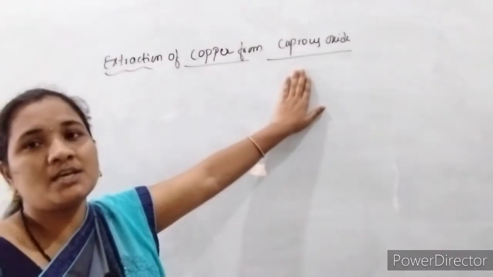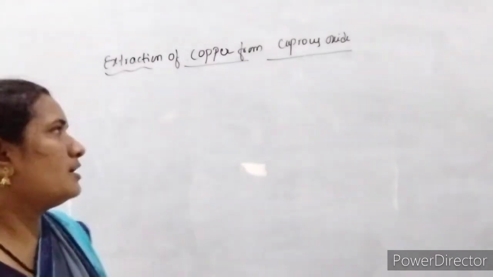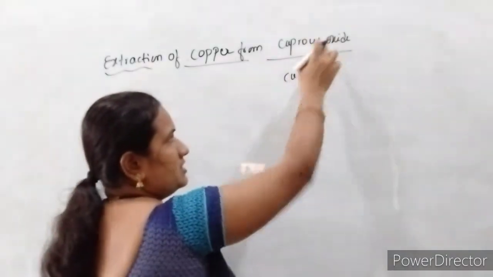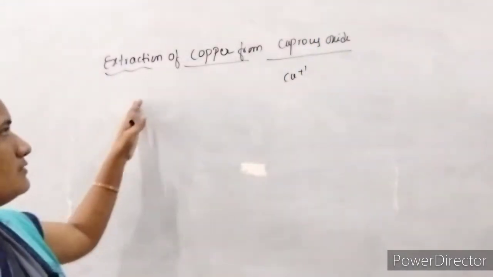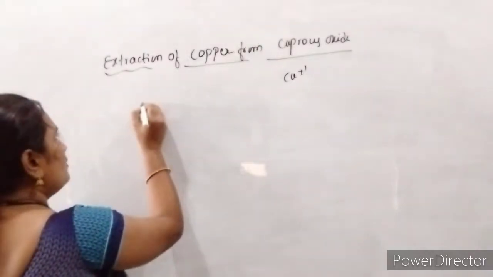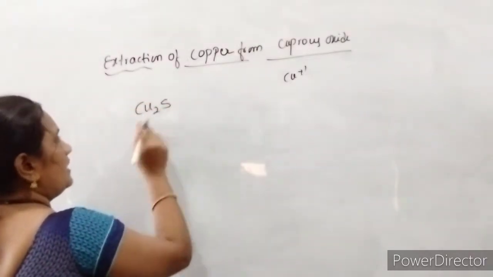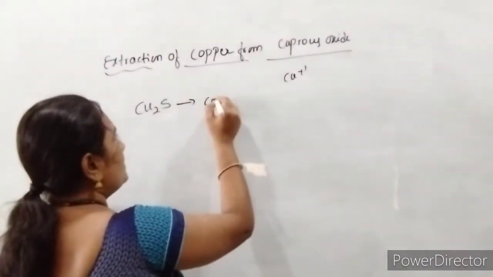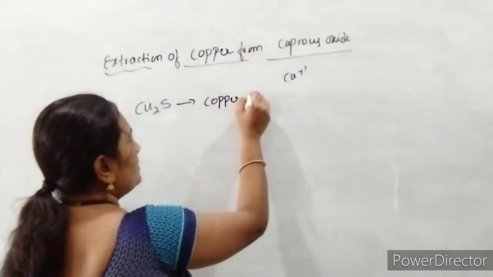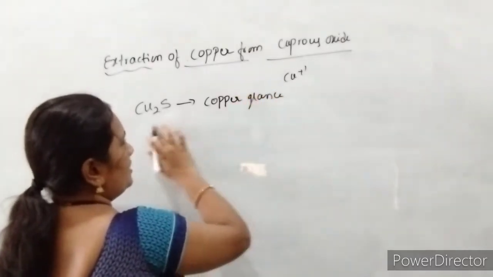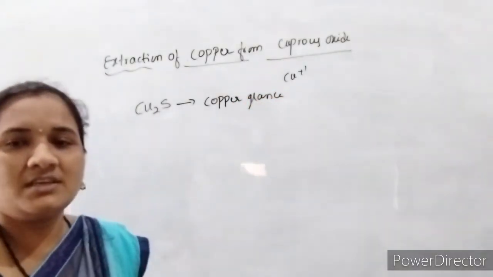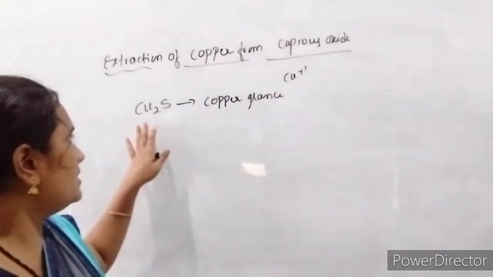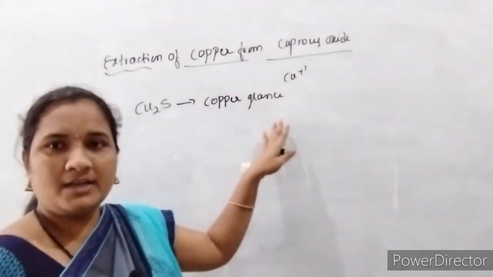In this cuprous oxide, the oxidation state of copper is +1. Copper is present in the +1 oxidation state in cuprous oxide. Here firstly we have to take the copper ore, that is Cu2S. So this is the ore. The name of this ore is copper glance. You have to remember the names of ores with their chemical formulas, like Fe2O3 is the ore of iron, that is hematite. So here Cu2S is copper glance.